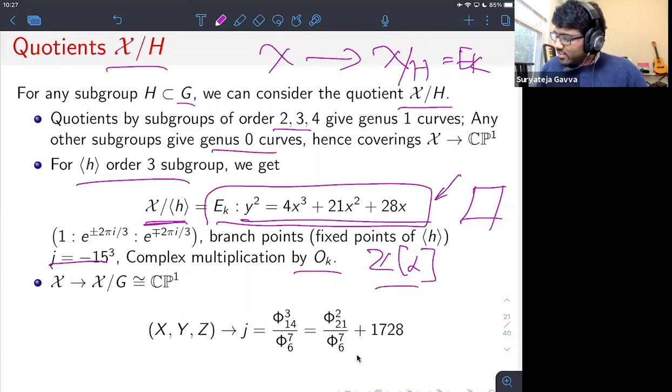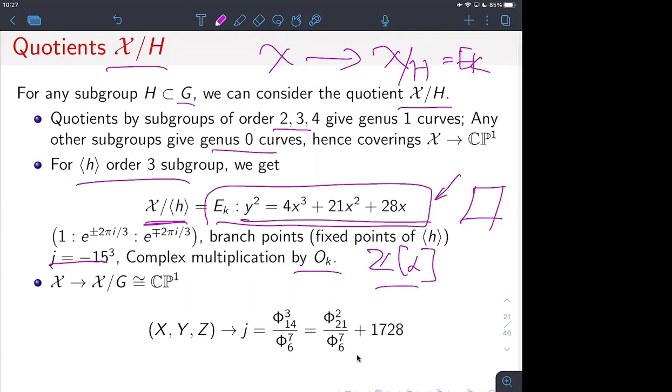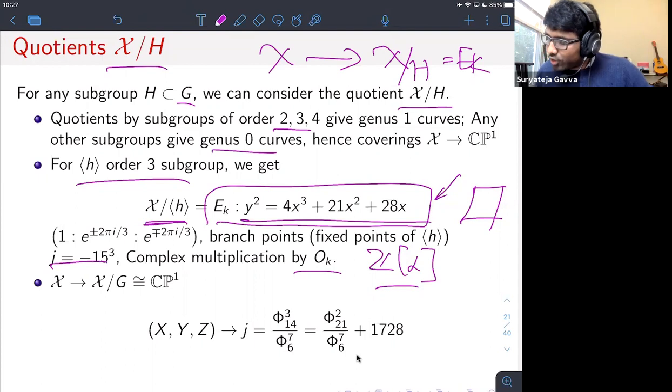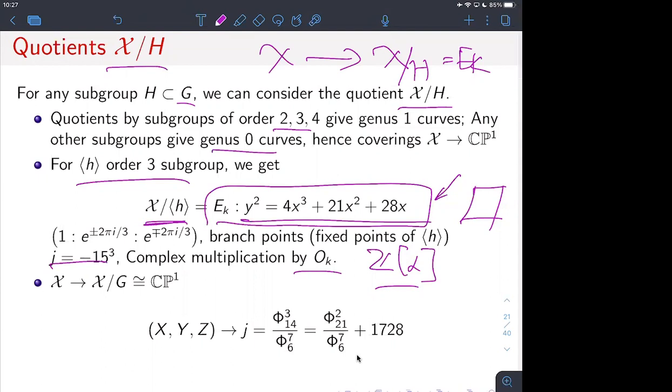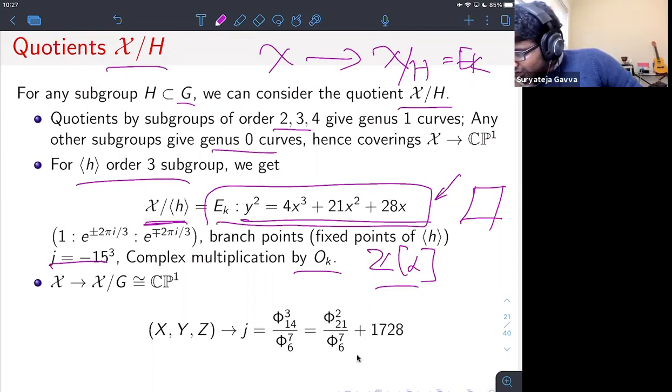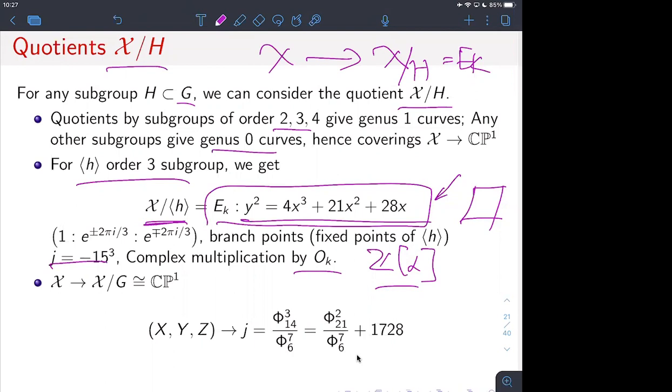So by just order 3, or order 2 and 4, we also get elliptic curves with CM. With order 2 and 4 you also get elliptic curves, but with CM, probably I have to think. I don't know about that. I have to think of it.